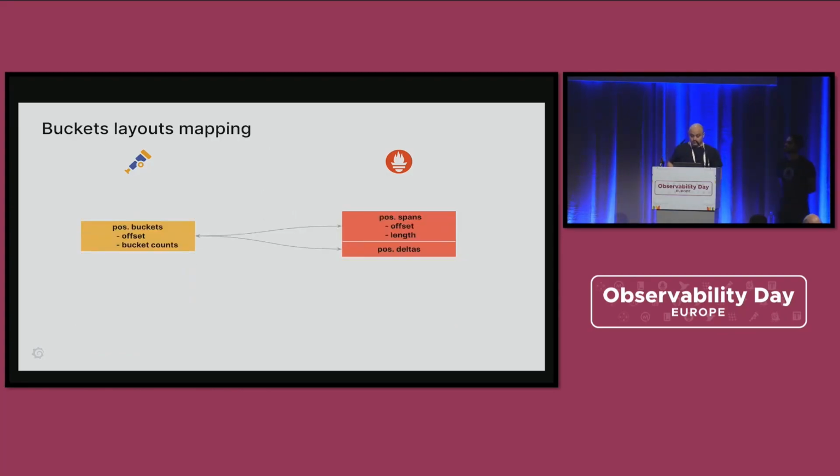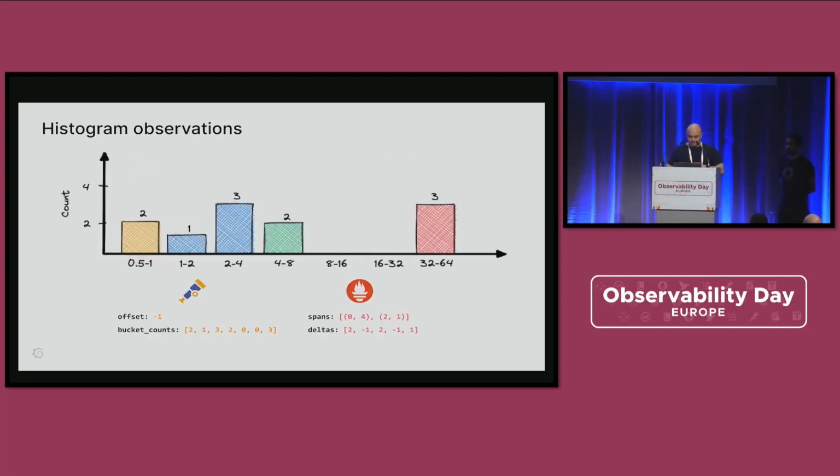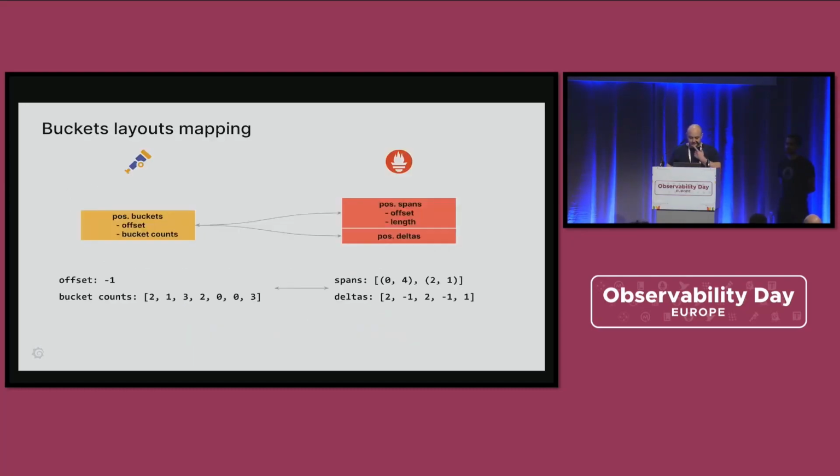So what we are trying to do here is essentially convert the dense buckets layout representation of exponential histogram to a sparse buckets layout representation of native histogram. So let's walk through the translation steps. Let's look at an example of the histograms that we're already familiar with, and we already know how these buckets are represented by the 2 types of histograms. So let's start with the translation.